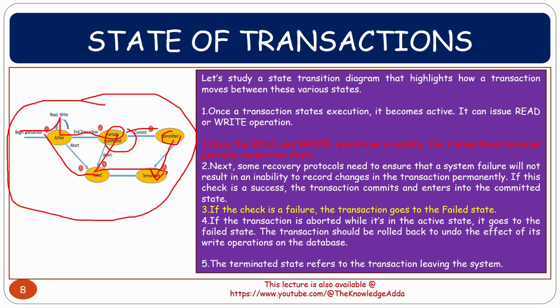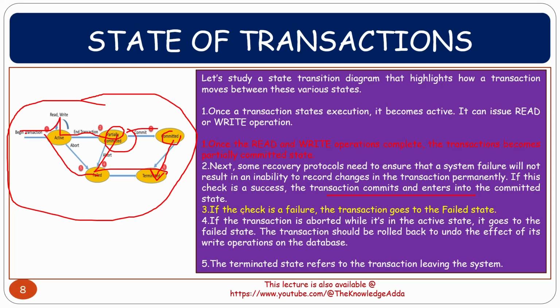So, once a transaction starts execution, it becomes active. It can issue read or write operations. Once the read and write operations complete, the transaction becomes partially committed state. Next, some recovery protocols need to ensure that the system failure will not result in an inability to record changes in transaction permanently. If this check is a success, the transaction commits and enters into the committed state. If the check fails, the transaction goes to the fail state.